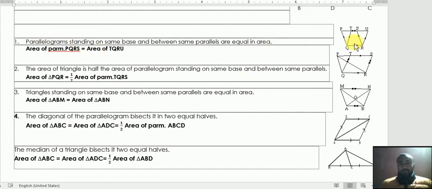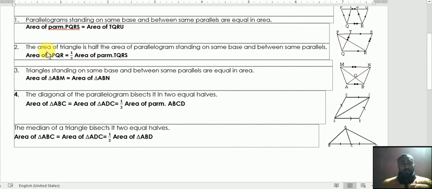So you can see here in the figure, there are two parallelograms, PQRS and QRUT, or you can say TQRU. They both lie on the same base QR and they are between the same parallels QR and PU. So here you can say area of parallelogram PQRS is equal to area of TQRU. This was the first property that you have read.